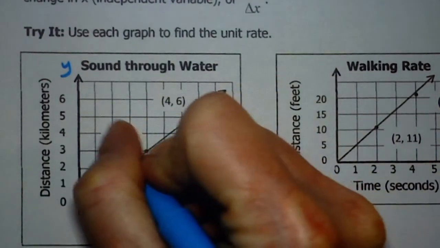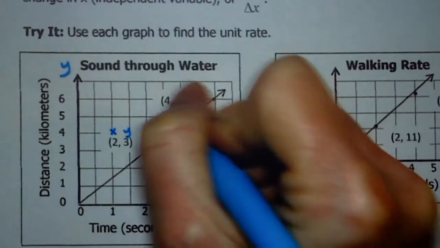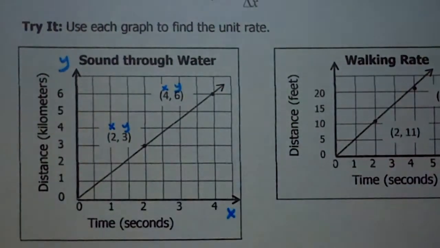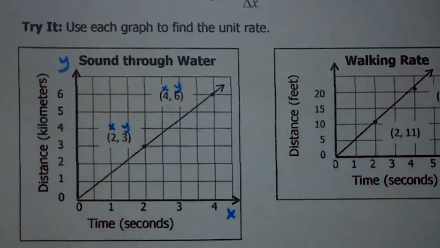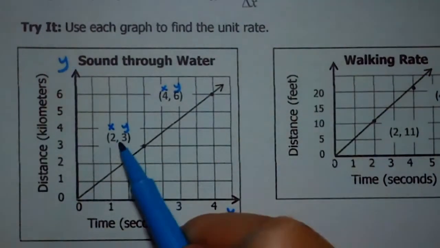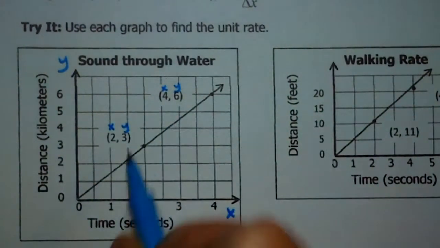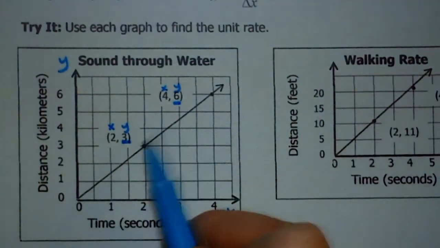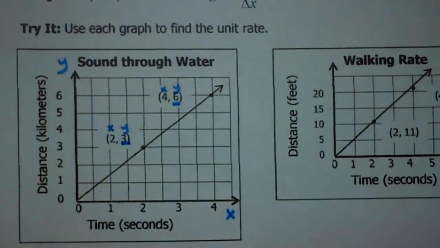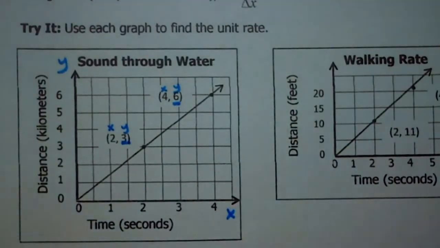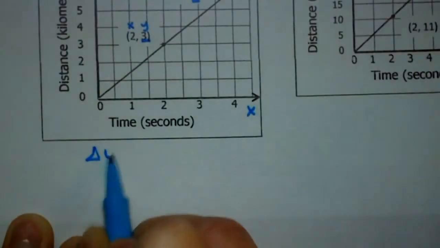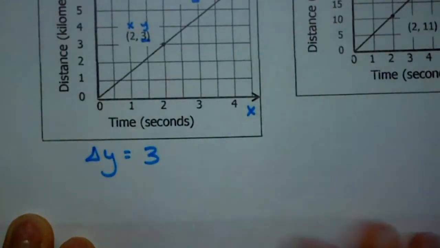So in these ordered pairs, this is x, this is y, this is x, this is y. To figure out what the rate here is, I need to know what y is changing by. So from this ordered pair to this ordered pair, what is y going up by? From 3 to 6. 3 plus what is 6? Yeah, it's 3, right? If you didn't know that, take 6 minus 3, and then we get that. So down here I'm going to write change in y equals 3.